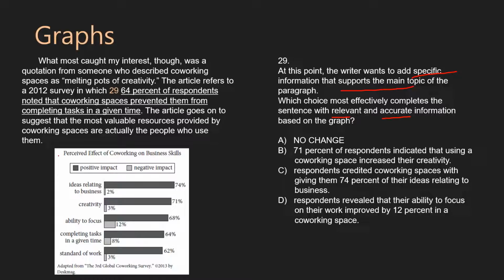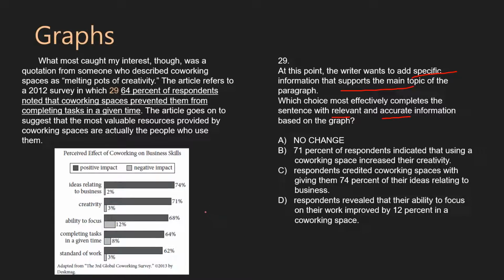Step 1, read the title. Perceived effect of co-working on business skills. Okay, so what effect does co-working have on? Oh, here's the y-axis. Looks like the business skills are the y-axis. The different kinds of skills. That means that the x-axis must be the perceived effect. So here we have the perceived effect, 2%, 74%.